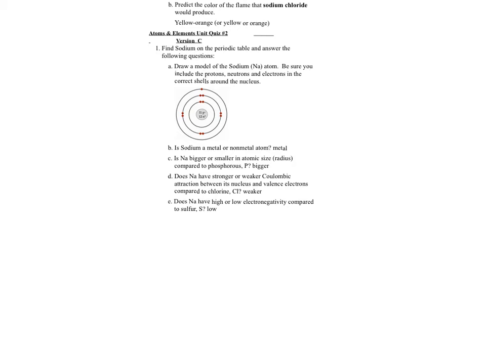All right, last but not least, let's take a look at version C. So if you had version C, then you had to draw the sodium atom. And sodium is in that 3rd row. And so he has 3 electron shells. And so you can see in our picture, there's 3 shells or 3 rings for electrons.